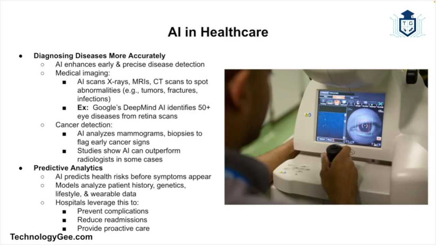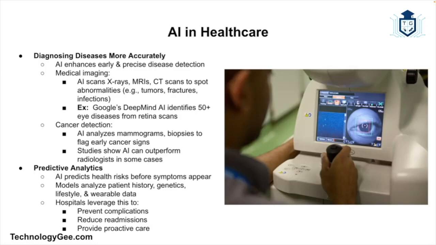An example of this would be Google's DeepMind, where they developed an AI that can identify over 50 eye diseases from retina scans. Then there's cancer detection. AI can analyze mammograms or biopsies and flag early signs of breast cancer or skin cancer. And studies show that in some cases, AI can outperform radiologists in accuracy.